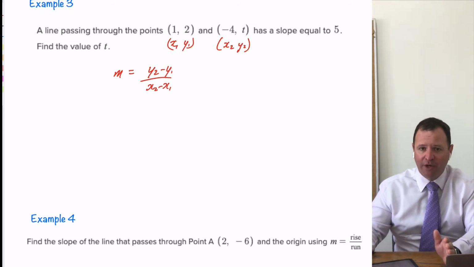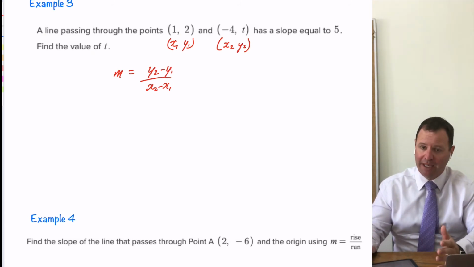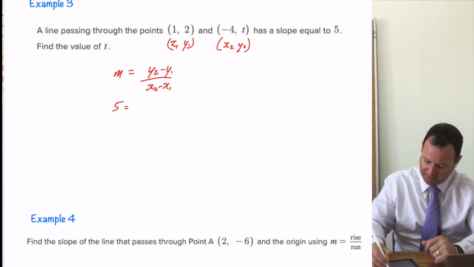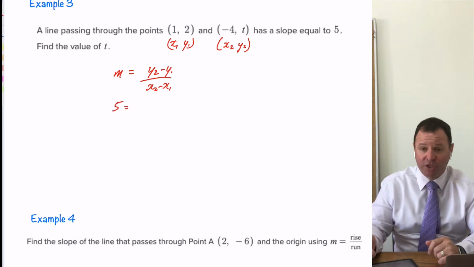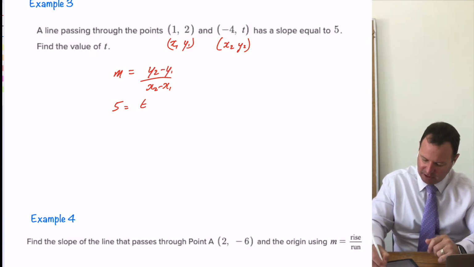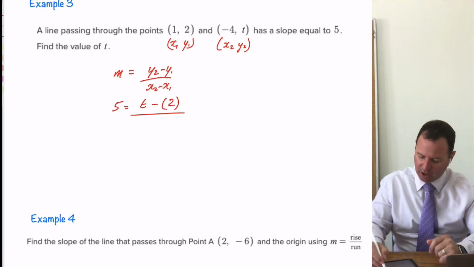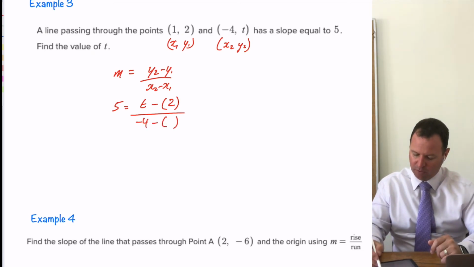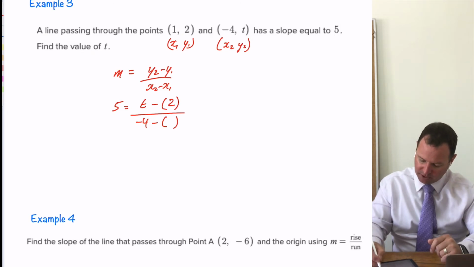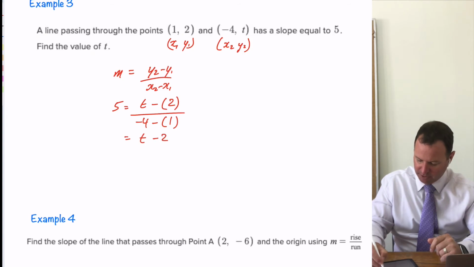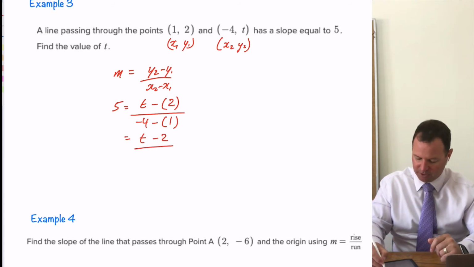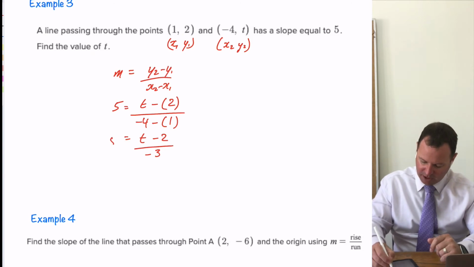So I know some values here, so let's plug them in. I know what my m value is, it's 5, because they told me that. My y2, I don't know what that is yet, but it's a t, isn't it? So then I've got minus, and again, I'm going to put the brackets there. I'm looking for my y1. My y1 is 2. I'm looking for x2 now, which is 4, minus, what is my x1, which is going to be 1. So let's just clean this up a bit. I've got t minus 2 over 4 minus 1, which is going to get me -3, and I've got 5.